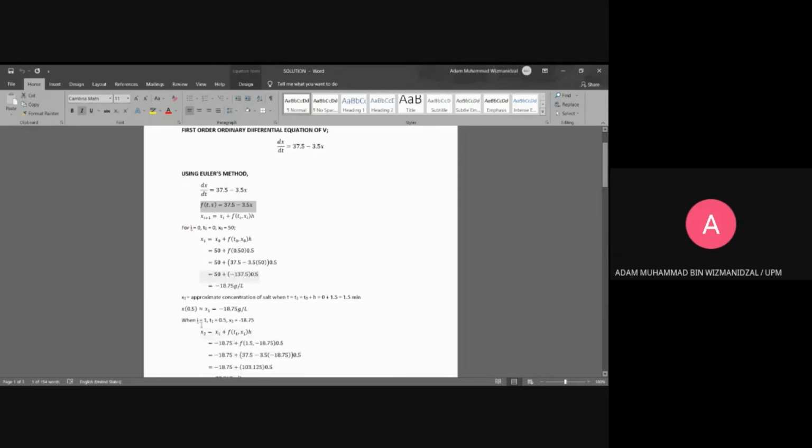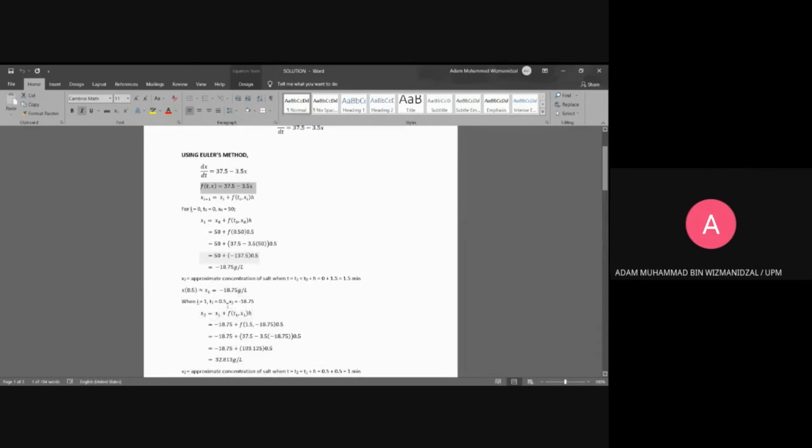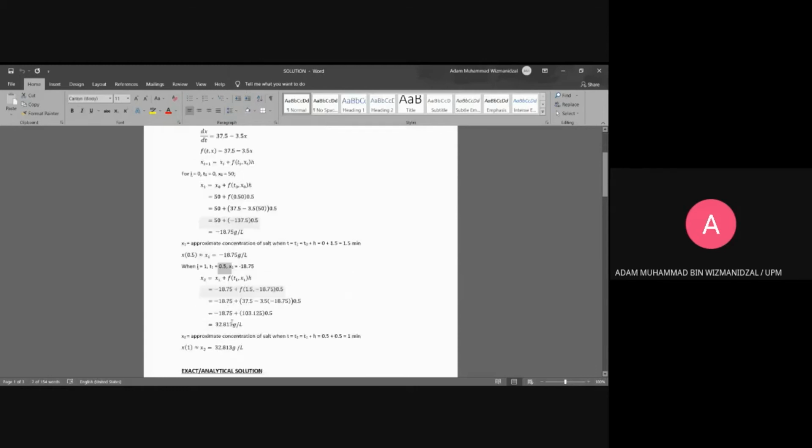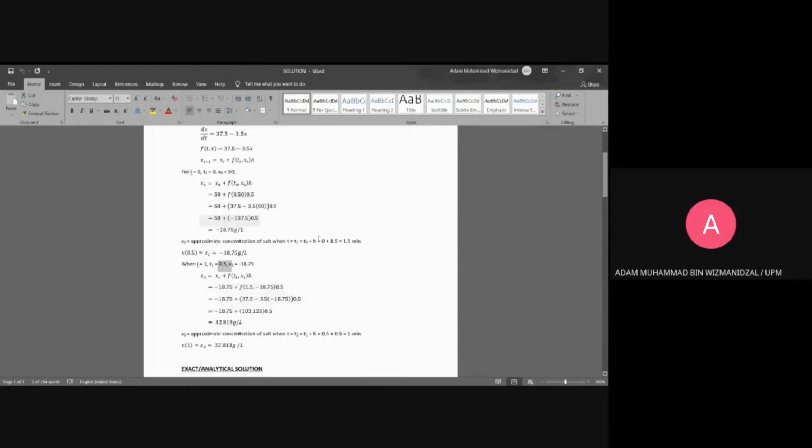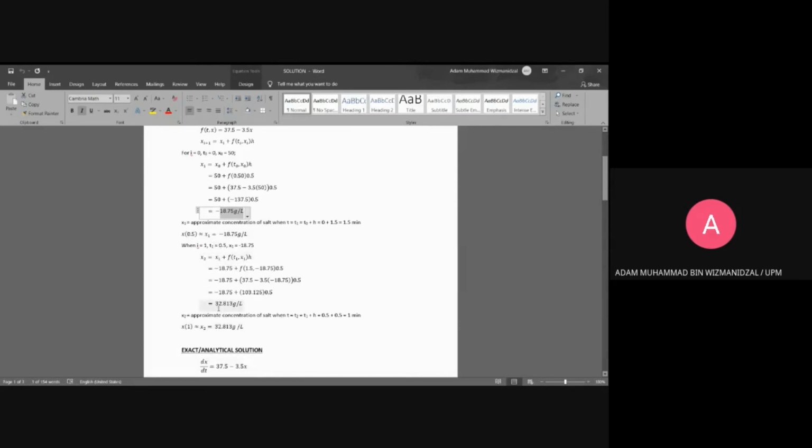So we can continue using the step by adding the time and h, which is 0 plus 0.5, which is equal to 1. So this is t1. So we continue by changing the value of x that is obtained from the first equation. So we can also obtain the value of x2 and also x3 and some more until the third minute.